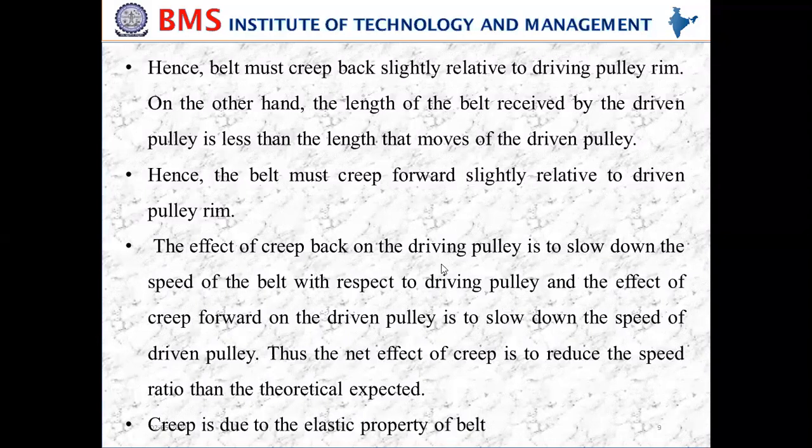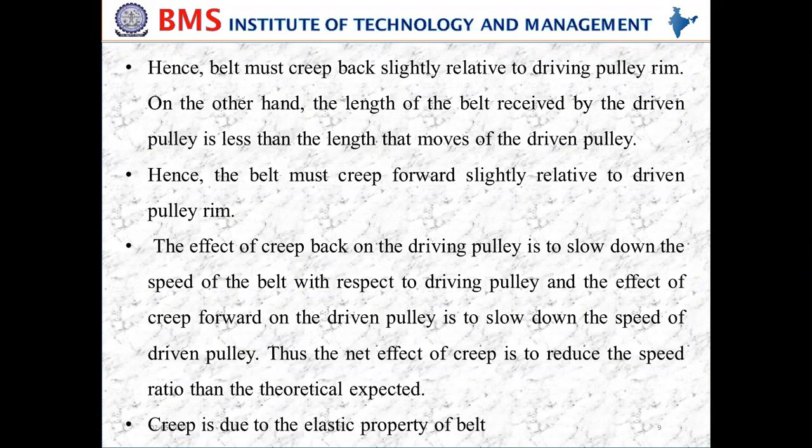So the net effect is that a small relative motion takes place between these, and there is a reduction in the velocity ratio as well. When you look at these two phenomena, creep and slip, slip occurs due to insufficient frictional grip between the belt and pulley. The slip is going to occur because of the frictional grip between the pulley and belt.